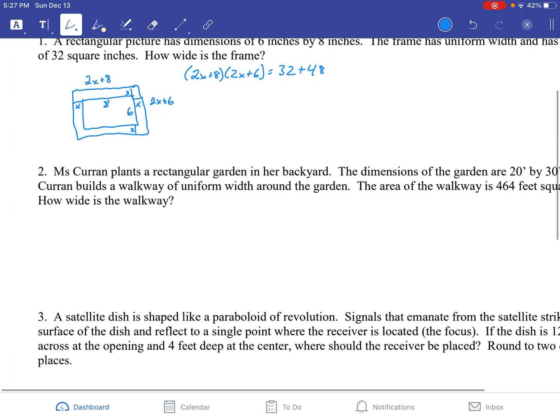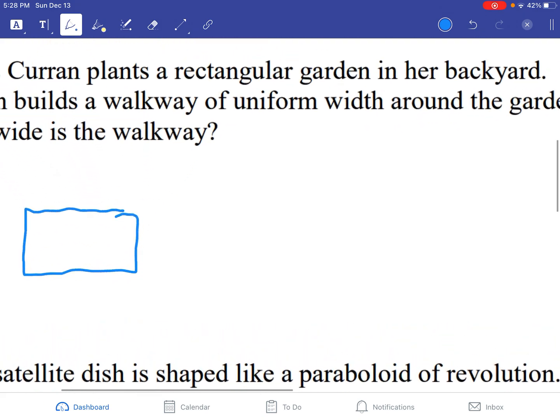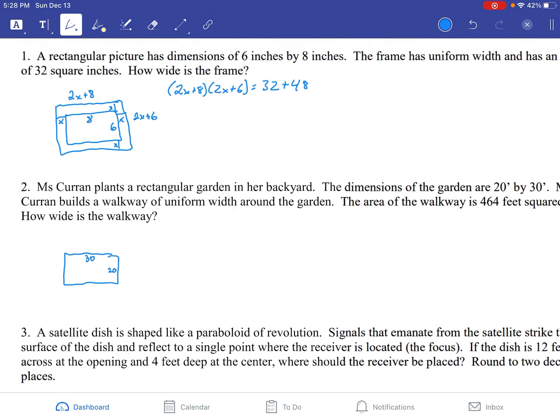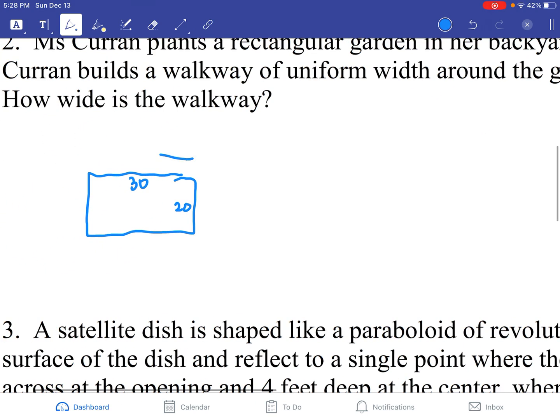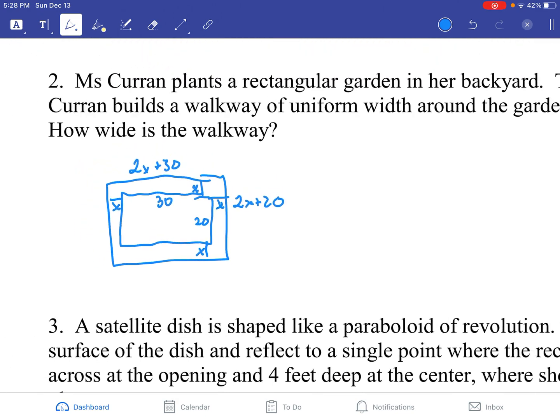Number 2, Miss Curran plants a rectangular garden in her backyard, so we're going to draw another rectangle. Okay, the dimensions of the garden are 20 by 30, so we got 20 by 30. All right, she builds a uniform walkway around the garden, so same problem as before, we're going to have a frame here. So if this is x because it's uniform, and that's x, and that's x, and so is that, we're going to have 2x plus 30 for the total width, 2x plus 20 for the total height.